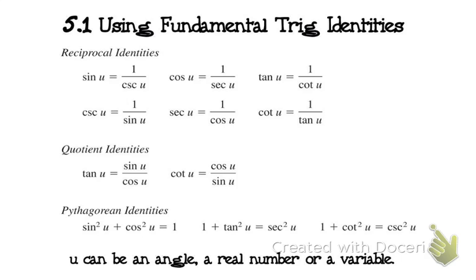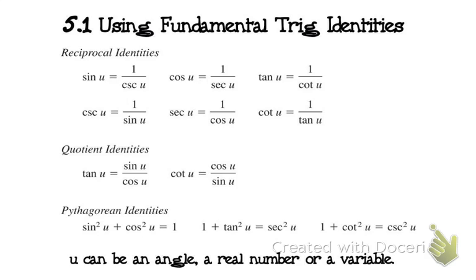Okay, this is for section 5.1, using fundamental trig identities. So the reciprocal identities, quotient identities, and Pythagorean identities we have discussed before in section 4.3. So we've gone over these, we used them in chapter 4. This is just kind of a review at the beginning of this section.